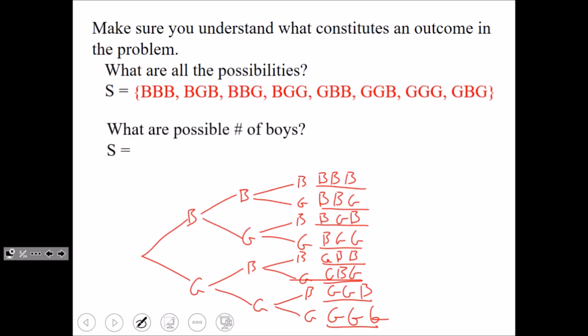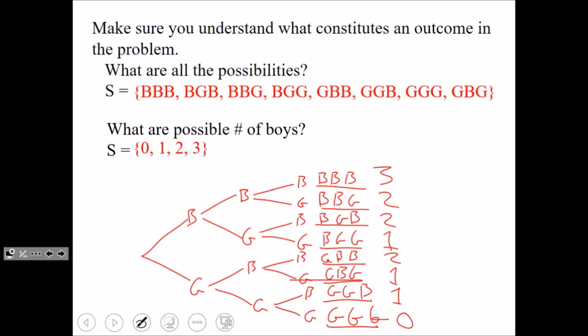Alternatively, I could say, well, what about the possible number of boys? This is a different sample space. It's not just a possible birthing, including birth order. How many boys could I have? Well, I could have 3. Could also have 2. Well, this is still 2. 1, 2, 1, 1, 0. So I could have 3 boys, 2 boys, 1 boy, or 0 boys. So my sample space for number of boys is 0, 1, 2, 3.